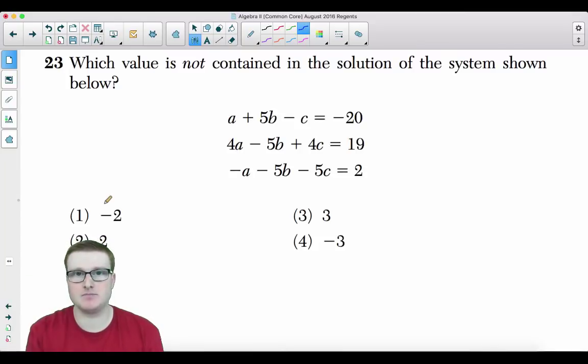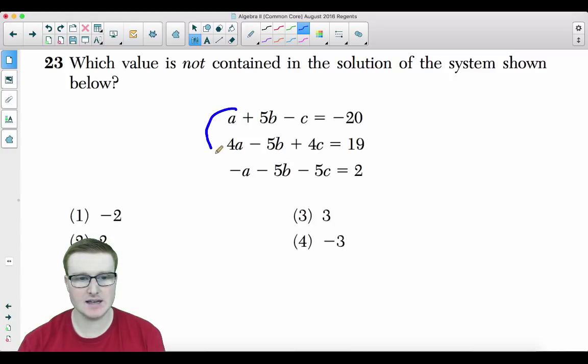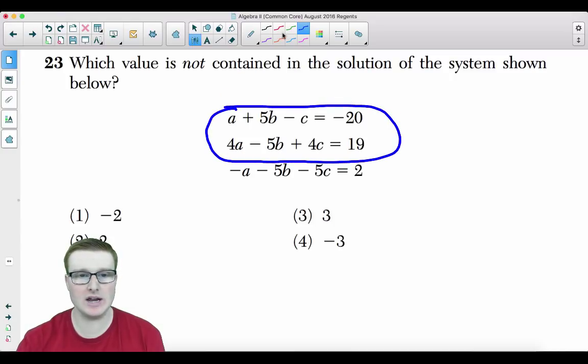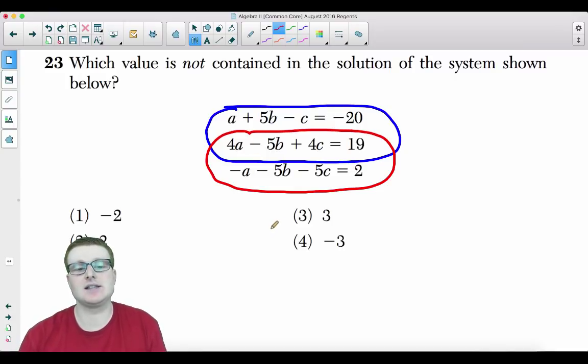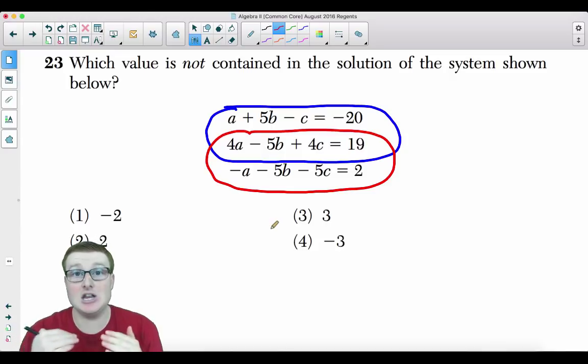What I do when I see three equations with 3 variables is I immediately circle the top 2 equations and I circle the bottom 2 equations. This is the elimination method. You're eliminating one variable, then you're eliminating another variable. Then when you get down to one variable, you're going to solve it and you're going to back substitute. If you have no idea what I just said, I'll be more than happy to explain it to you.